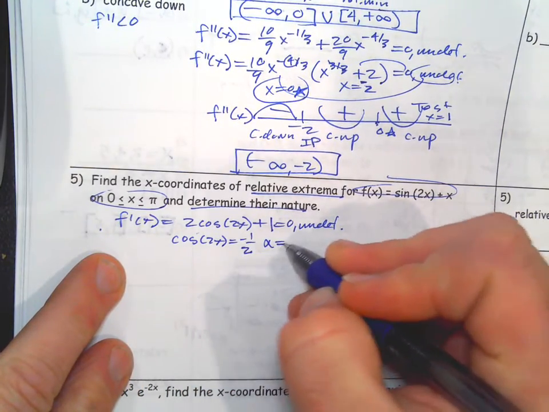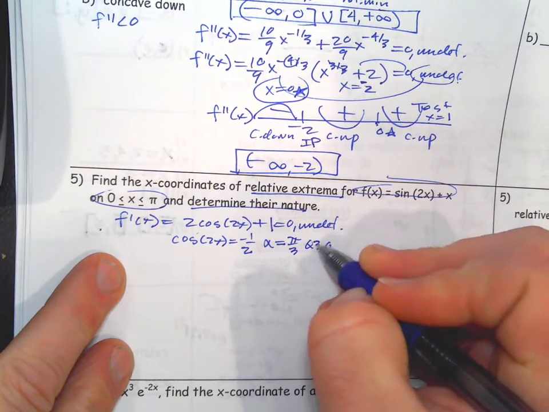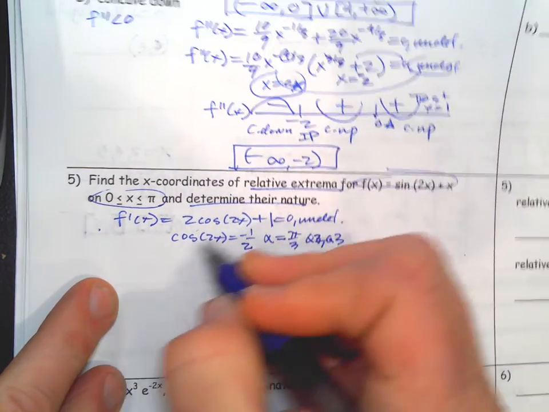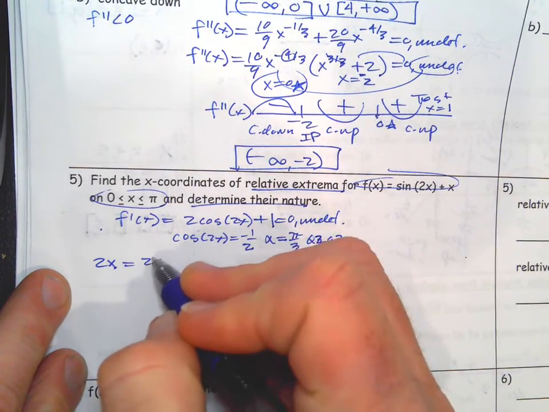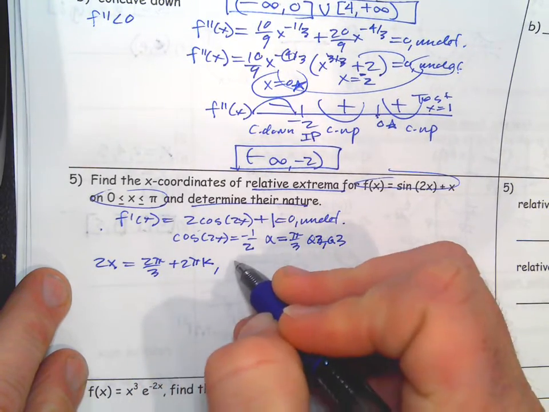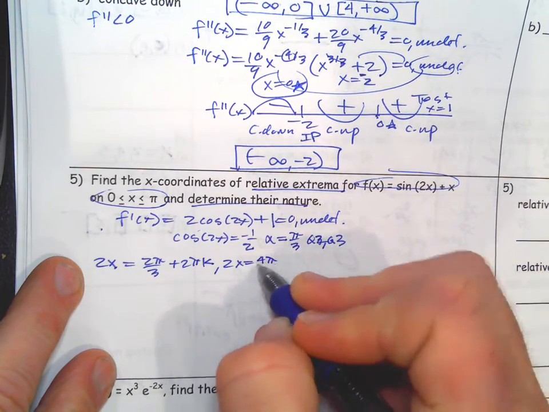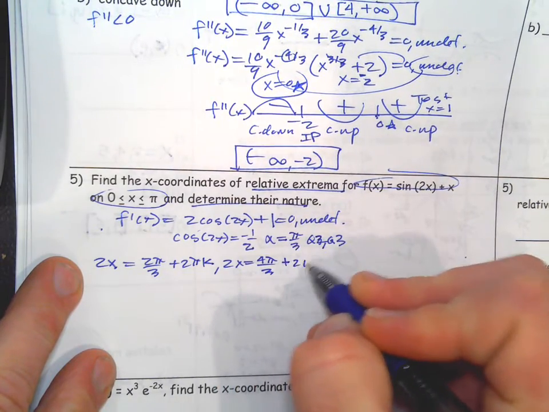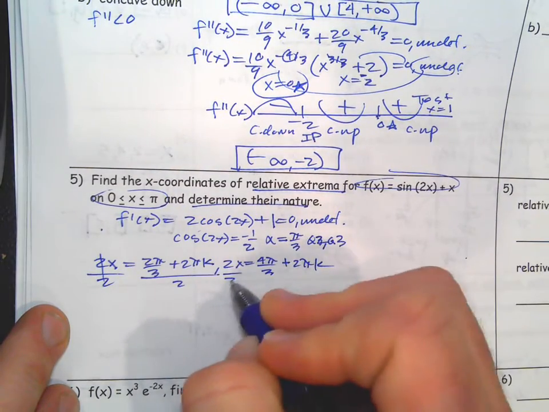Alpha equals pi over 3. Quadrants 2 and 3. You guys should be great at trig. Quadrant 2 is going to be 2 pi over 3 plus 2 pi k. And that's quadrant 2. Quadrant 3 is going to be 4 pi over 3 plus 2 pi k. And I'm always very careful at trig. It's just so easy to make little mistakes.